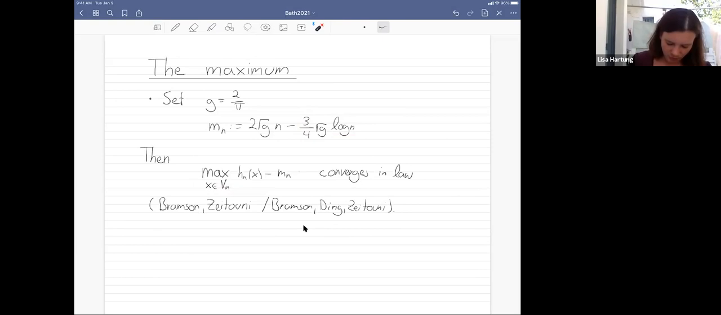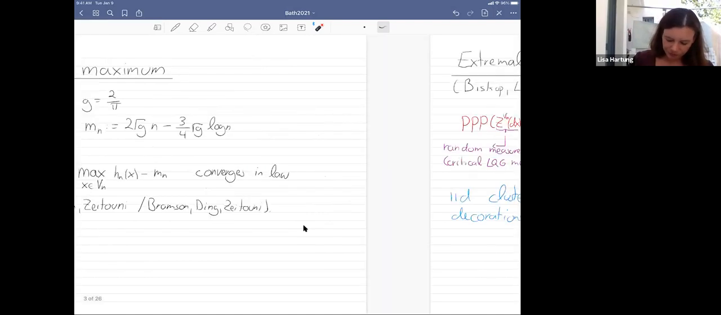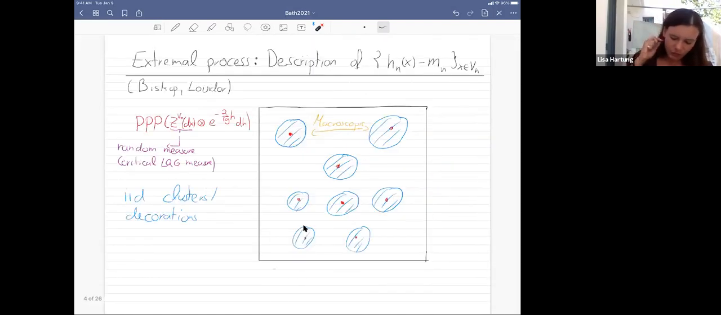This goes back to work by Bramson-Zeitouni and Bramson-Zeitouni. One can also describe the limit more precisely, but I will not really go into that because our focus in this talk will be slightly different. Namely, what we really want to look at is the set of all points that are really high. And a key ingredient to understand this is the extremal process.